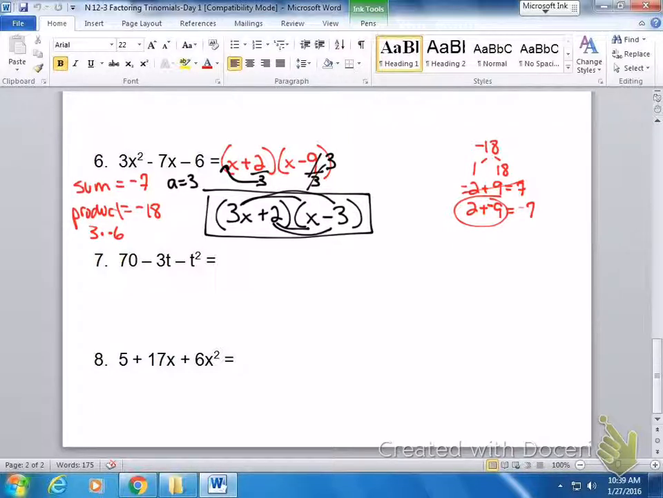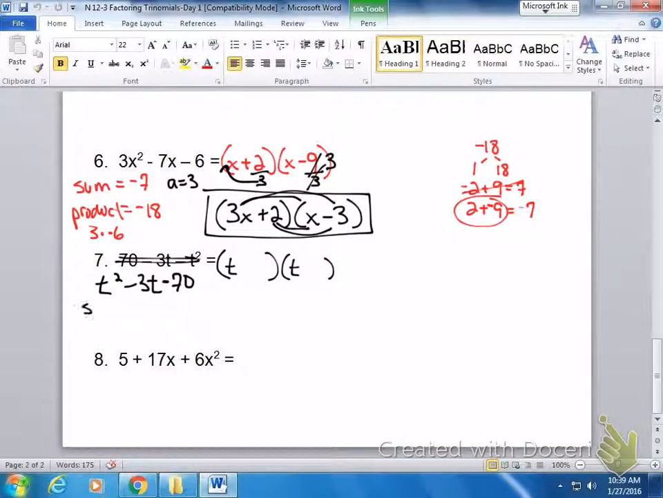Now we're going to change up number 7 a little bit. I'm going to make it positive t squared minus 3t minus 70, okay? It's a little bit different than what we have written up there, but it'll help you out a lot. Now I need to open up my parentheses. I know I have t's in both of these.